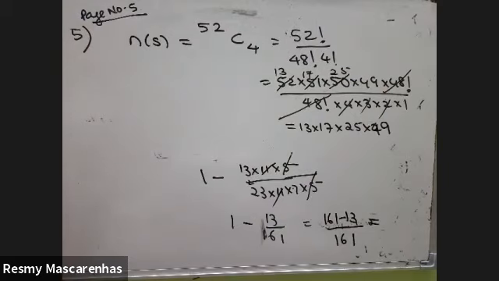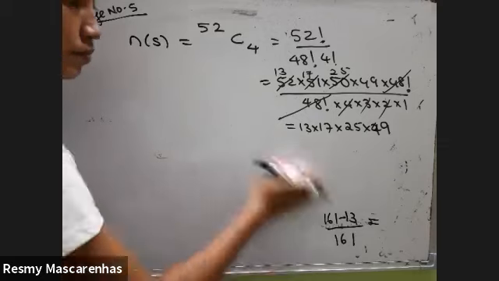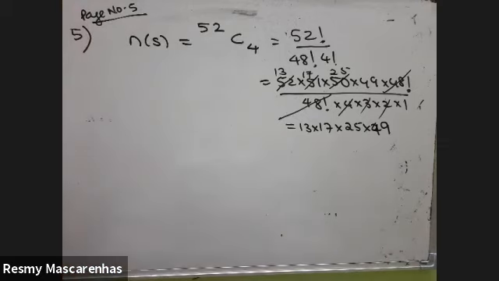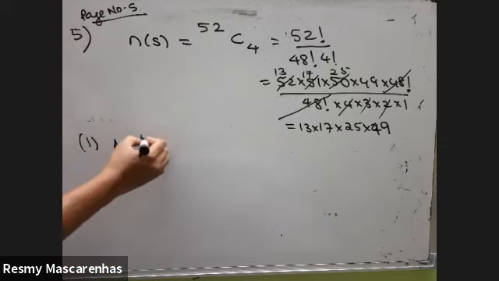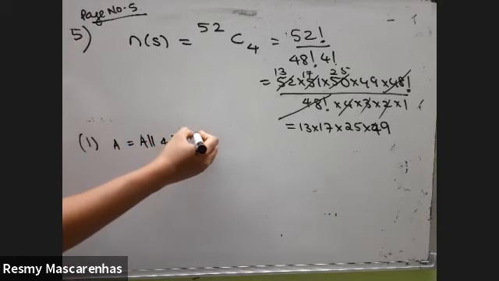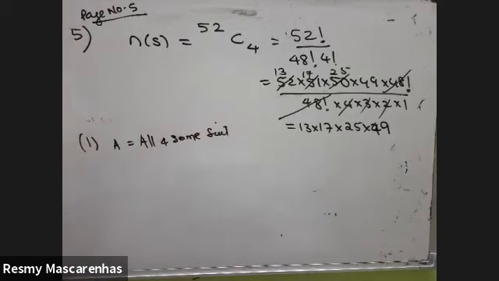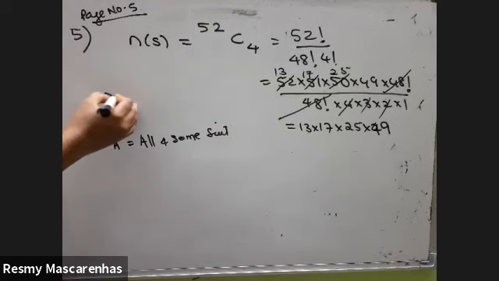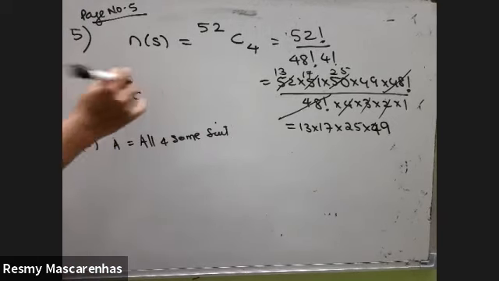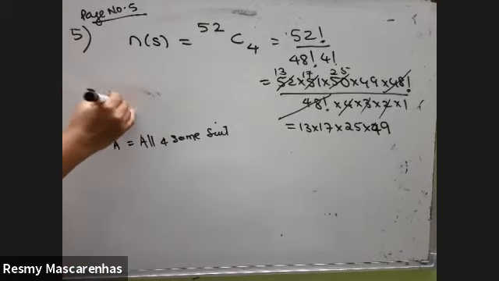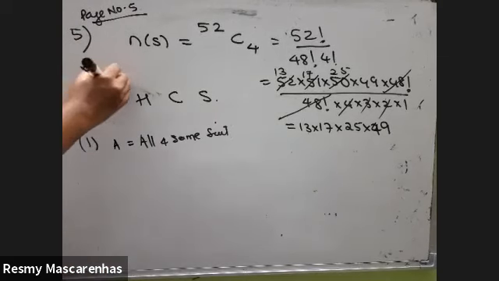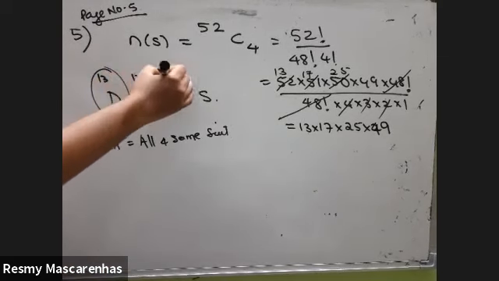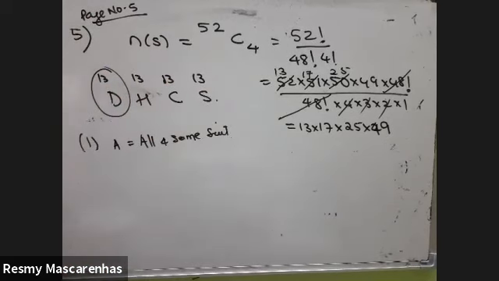Now we'll move on to the conditions. The first condition says all 4 of the same suit. I told you there are 4 suits: diamond, hearts, club, and spade. Here there are 13 cards, so this is one suit. Same way, this one is one suit. So these are all the different suits.